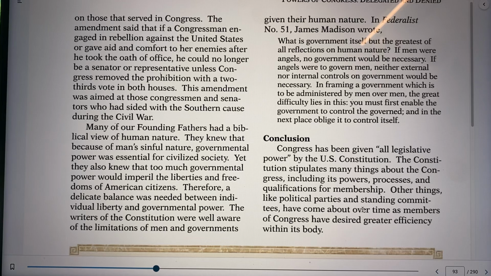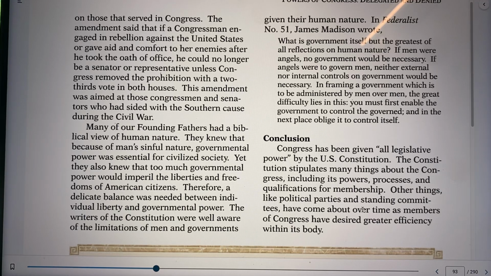So many of our founding fathers, of course, had a biblical view of human nature. They knew about man's sinful nature. So government power was essential for civilized society, but they also didn't want to give that government too much power, right? So that individuals would have the liberties and freedoms of American citizens. This was a really delicate balance of power that was needed between individual liberty, our Bill of Rights, our rights as individuals, and the government power.